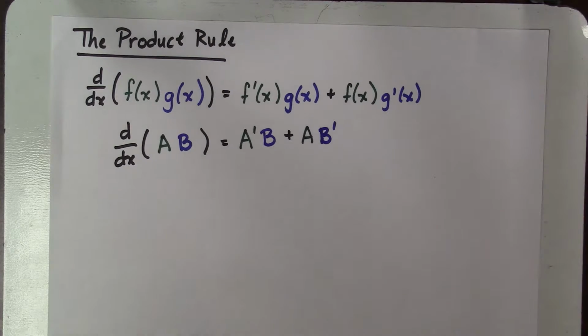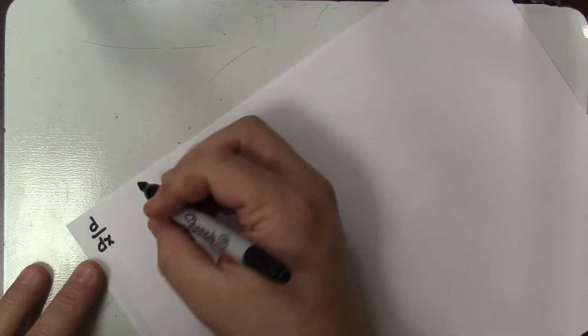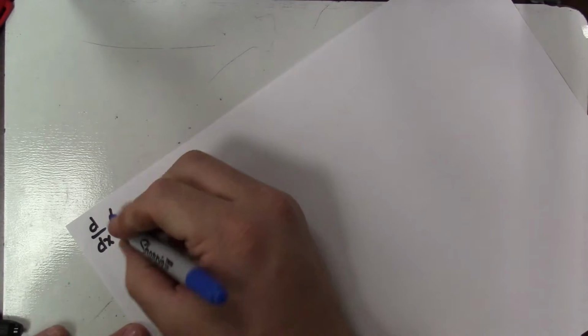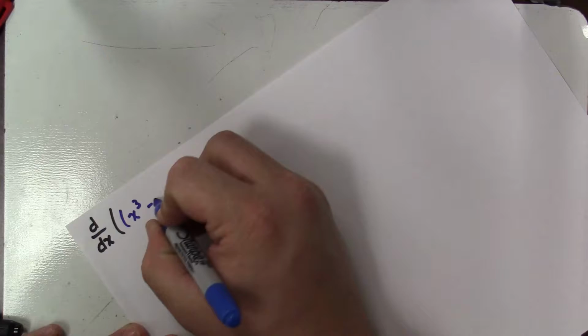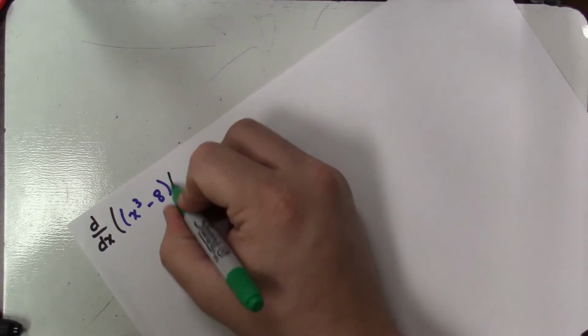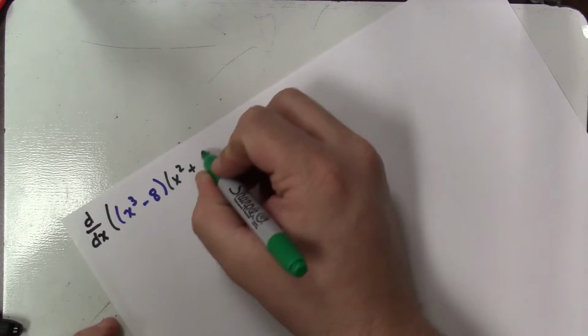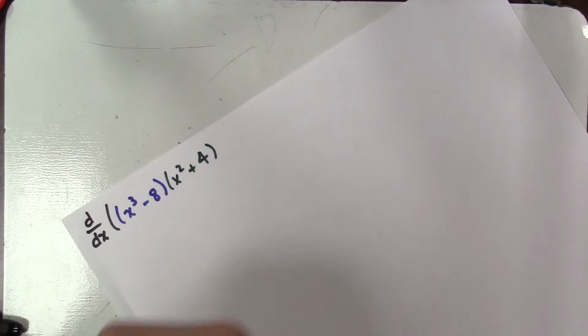So, I'm looking at one of the examples in your textbook. I'm looking at page 131 under example 1. And it asks for the derivative of x cubed minus 8 times x squared plus 4.